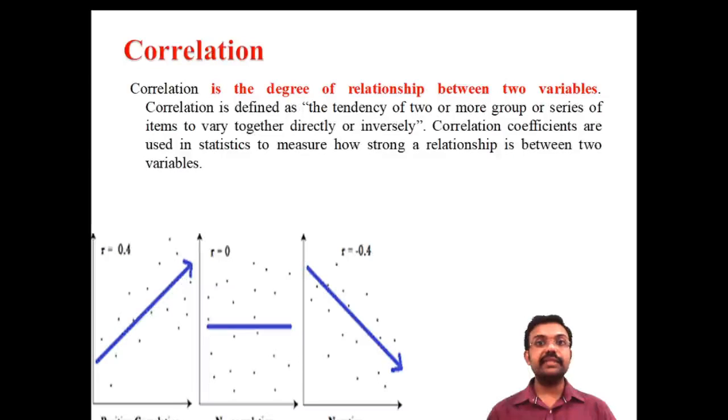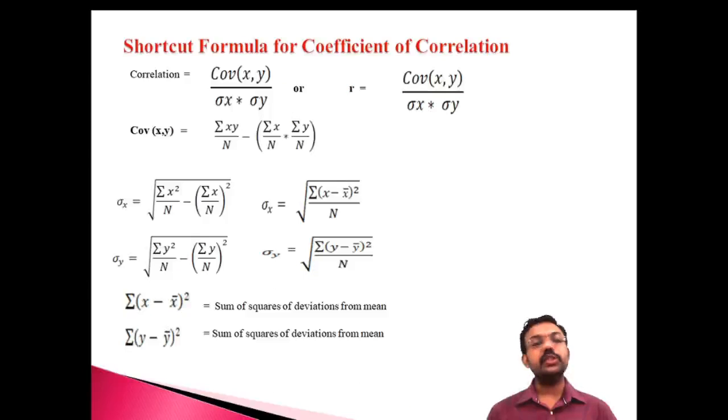Apart from these, there is a shortcut formula for the correlation, and we will see how to find the correlation with the help of the shortcut formula. What is the shortcut formula? We have methods of correlation: Pearson's formula, Spearman rank correlation formula, and concurrent deviation with plus and minus symbols. This is the shortcut formula for the coefficient of correlation.